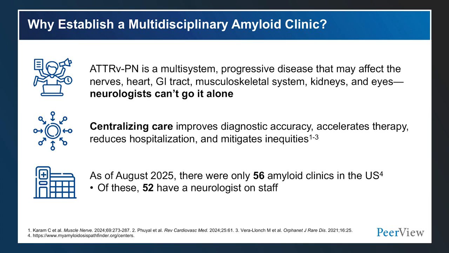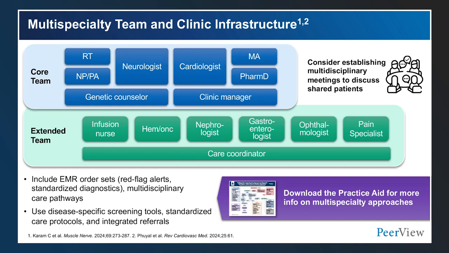We really need the help of our colleagues in other subspecialties to help us with early diagnosis and initiation of treatment to make sure we're really addressing all of their organs. As of August 2025, there's only 56 amyloid clinics in the US, and of these, 52 have a neurologist on staff. So what might the infrastructure of an amyloid center look like?